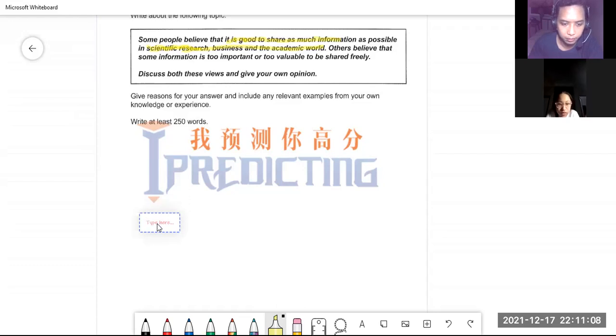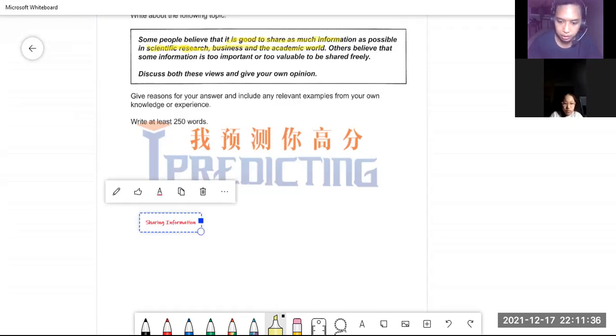Is that the first important thing? So the most important thing of this topic is sharing information. The main idea is about sharing information. Can you read sharing information? Sharing information. What do you think about sharing information?